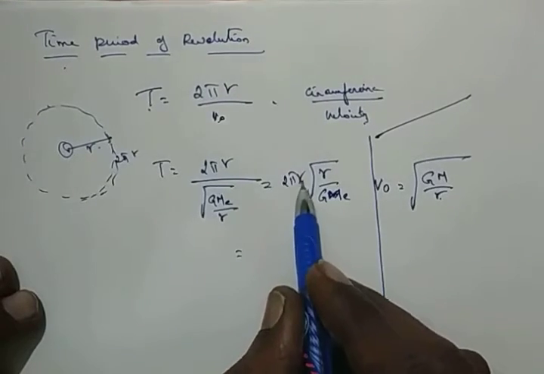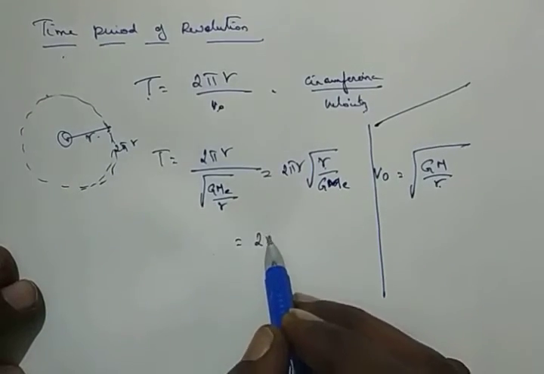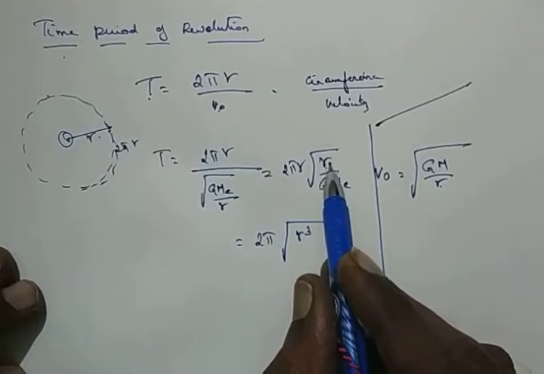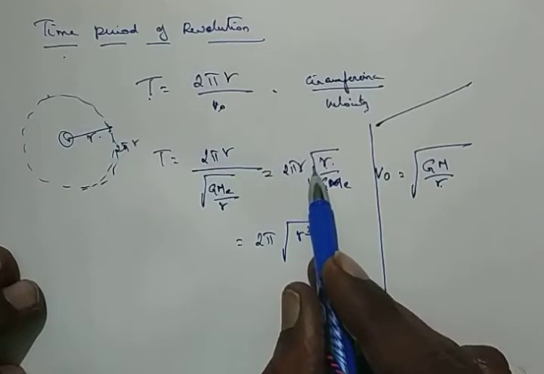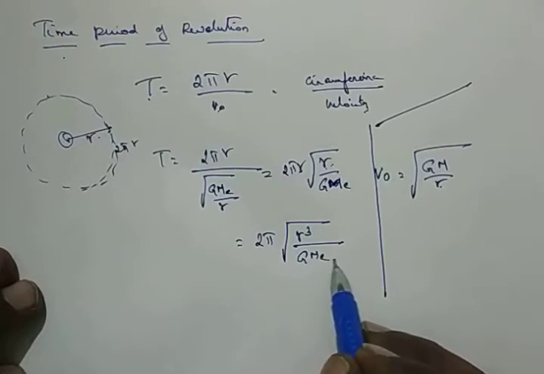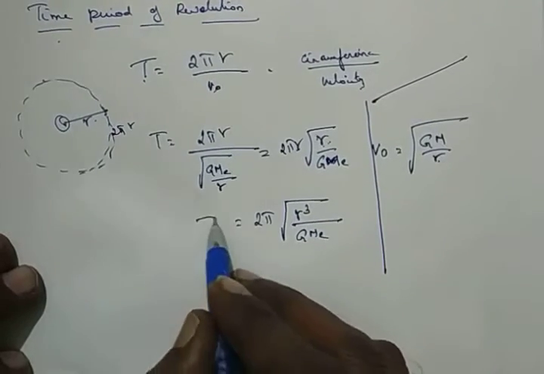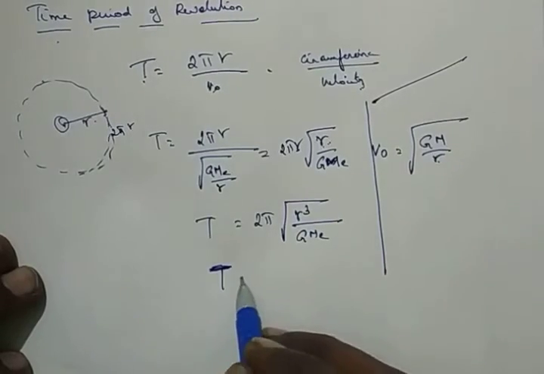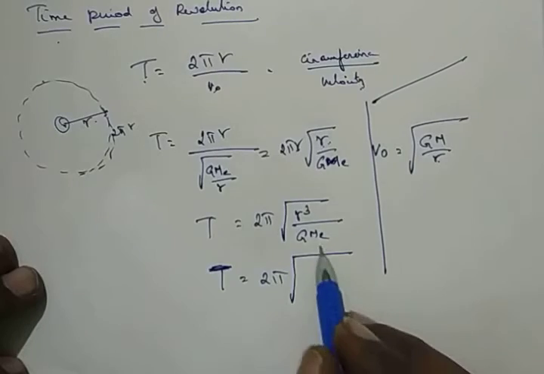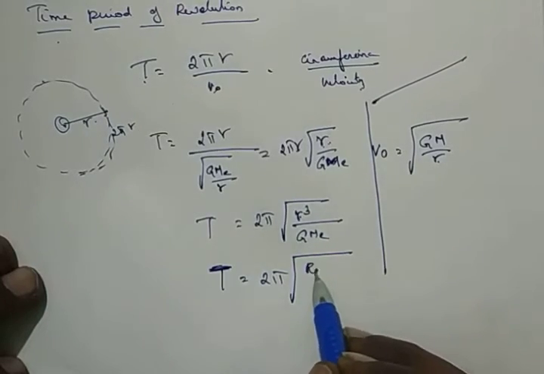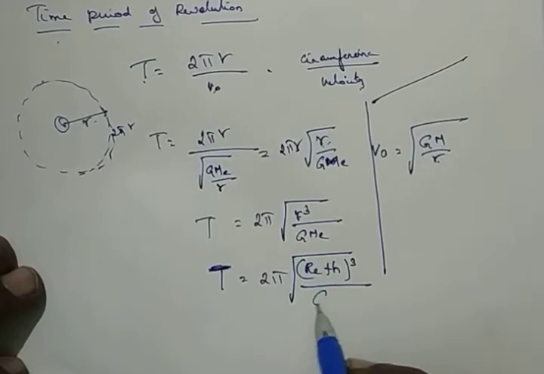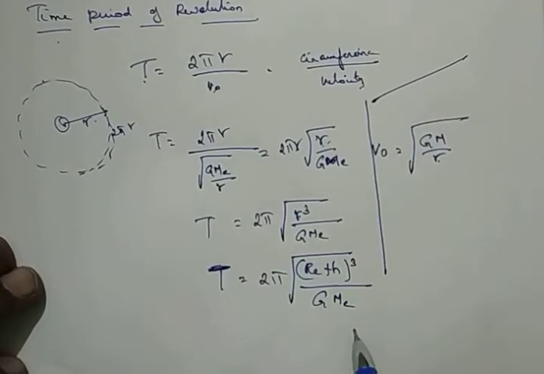Now this r can be put inside, 2 pi into r cube. When this r goes inside, it will become r cube, because this is already r square that goes inside, upon GME. Now we are just on the last part of this format. T is going to be equal to, what is r? Re plus height, the whole cube, divided by GME.